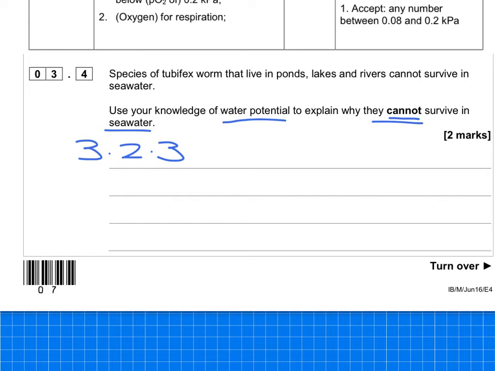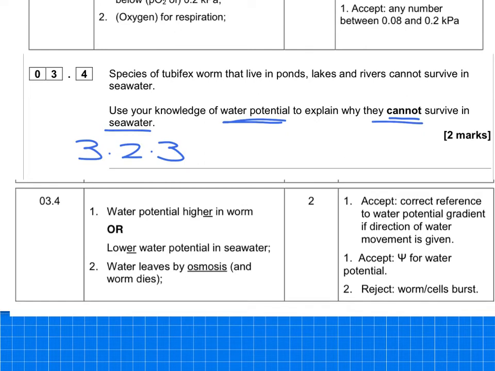So this big clue is water potential. If it was in seawater, the seawater would be more concentrated. Therefore, the water potential is higher in the worm. You can't say high, all right? Or you could say there's a lower water potential in the seawater. Then you've got to explain that the reason it cannot survive in seawater is that the water would leave, by osmosis, and you have to say that as well.